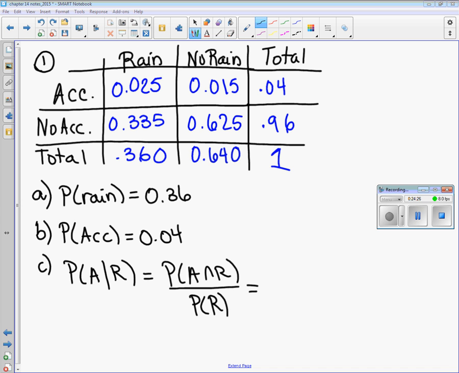So accident and raining, where is that in the contingency table? The and is always in the inside, so accident and raining is going to be 0.025. What's the probability of rain? 0.36. Divide those. What's the probability of accident given that it's raining?